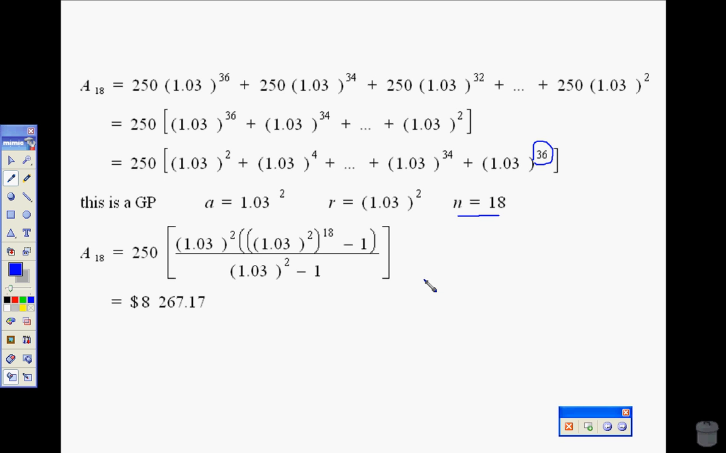So again, now we apply the sum of a geometric progression formula, and there's lots going on in there, but throw it into the calculator. There's r to the power of n, and r minus 1 on the bottom, and that $250 each year comes out to $8,267.17.